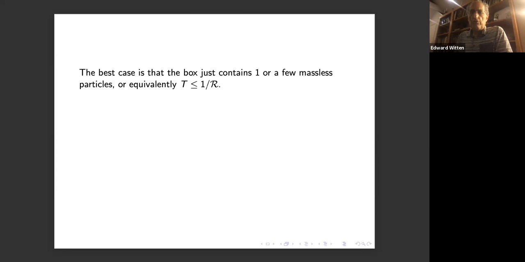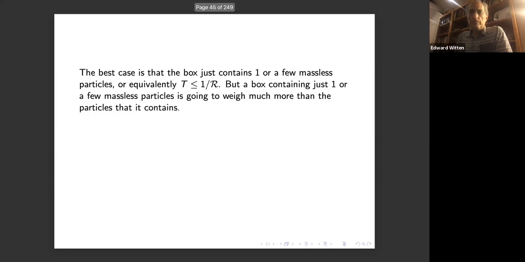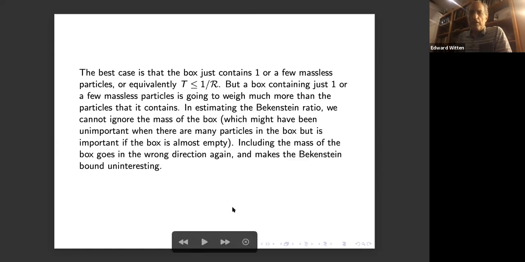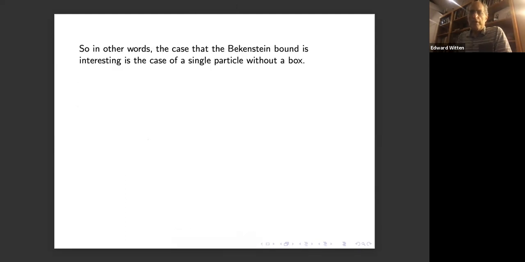which I guess I called rho on the previous page. But a box containing one or a few massless particles is going to weigh much more than the particles it contains. So in estimating the Bekenstein ratio, we can't ignore the mass of the box, which maybe we could ignore when there were many particles in the box. But if the box is almost empty, we certainly can't ignore the mass of the box. Including the mass of the box goes in the wrong direction and makes the Bekenstein bound uninteresting. So, in other words, the case that the Bekenstein bound is interesting is the case of a single particle without a box.